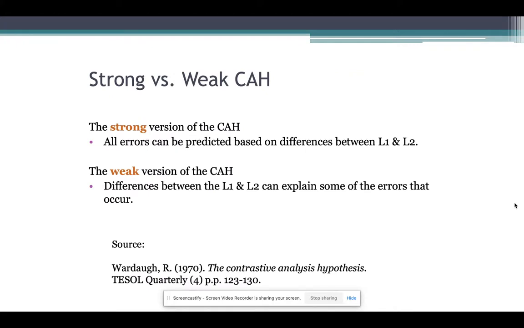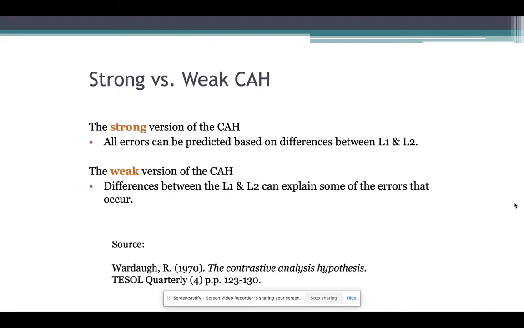By 1970, researchers were seeing this evidence I'm showing you now. In other words, efforts to prove the contrastive analysis hypothesis correct instead found mountains of evidence that it was not correct. For this reason, many SLA researchers started advocating for a weak version of the CAH as opposed to a strong one.